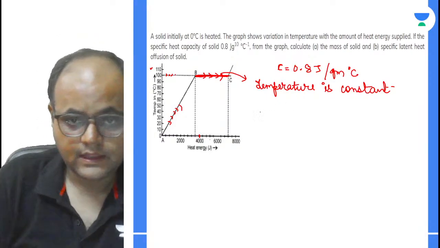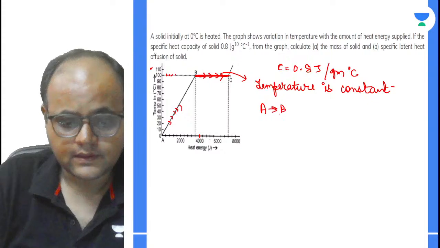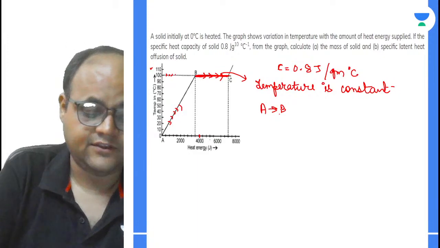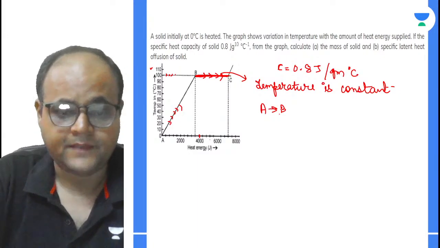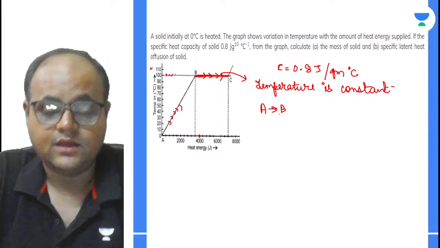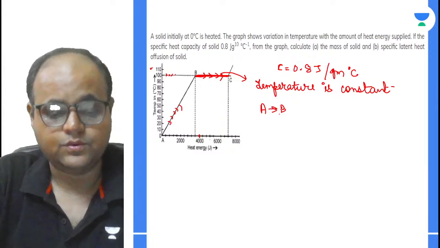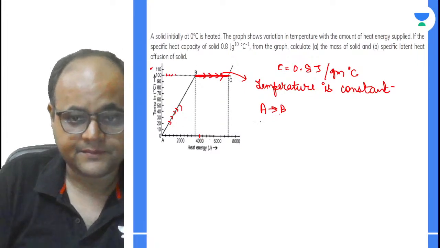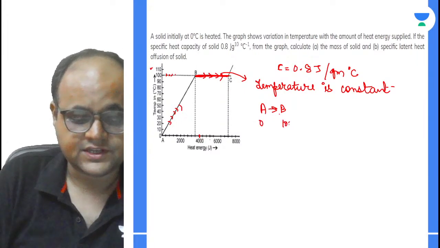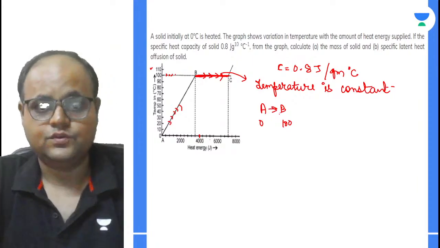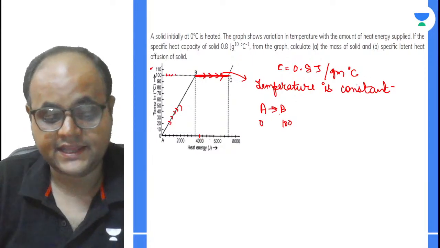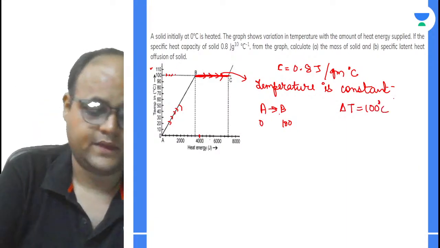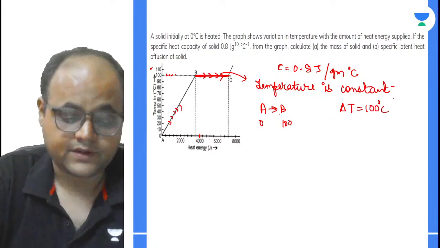Look, A to B. This is the point. From A to B, the very first thing that you have to do is check what is the change in the temperature from A to B. Once you identify the change in the temperature, only then you will be able to move ahead. So the very first thing is at A the temperature is 0, at B the temperature is 100, right? So what is the change in temperature? The value of delta T here is again 100. It's same as we had in the previous question, so you don't have to worry about it. Okay, next.